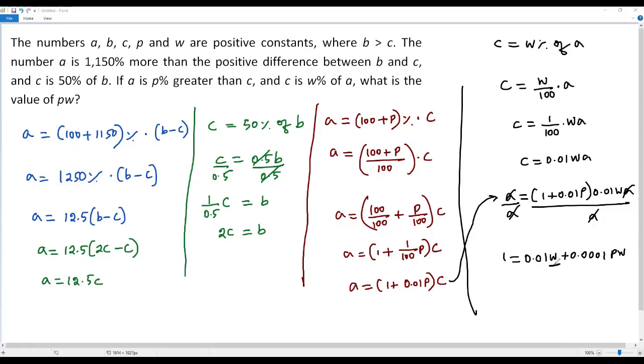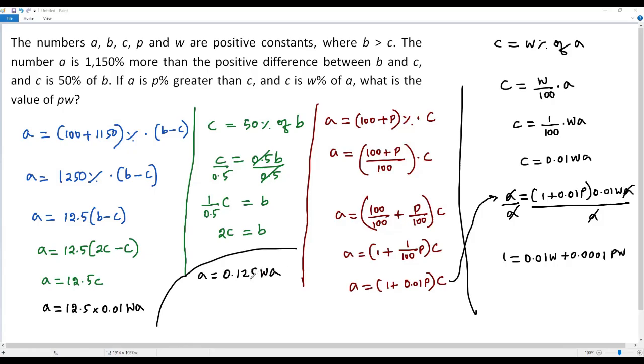For that, we can plug in this stuff, 0.01 times WA, for C in this equation. Let me plug in A equals 12.5, and for C, we got 0.01 times WA. Let me plug that in over here. Now let me continue. A equals, when I multiply this 12.5 and 0.01, I am getting 0.125 times WA.